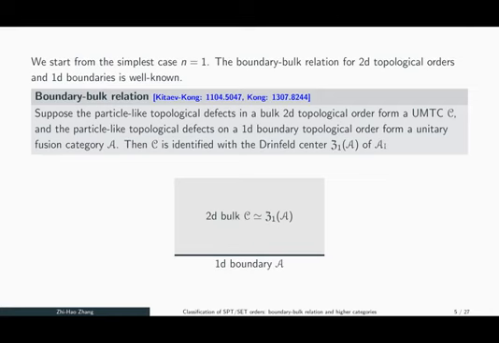Okay, this boundary bulk relation says, suppose we have a 2D topological order, and its particle-like topological defects form a unitary modular tensor category denoted by C. And it has a 1D boundary topological order, whose particle-like topological defects form a unitary fusion category A. Then C is equivalent to the Drinfeld center of A. Okay, this is the boundary bulk relation. It says the bulk is the center of the boundary.